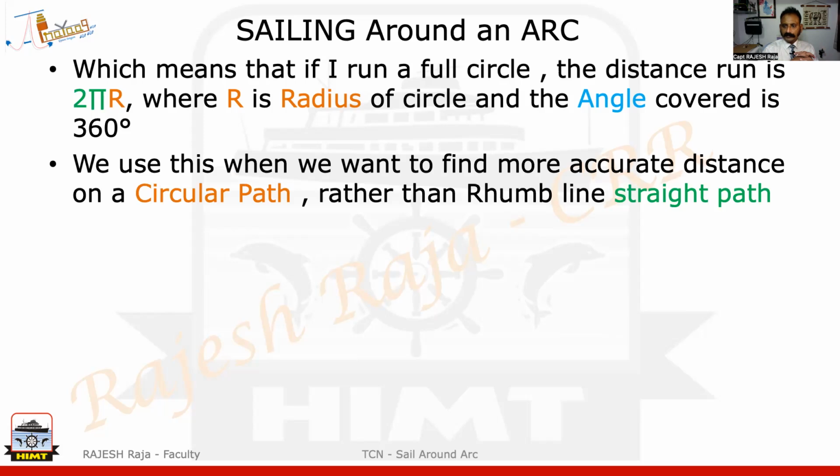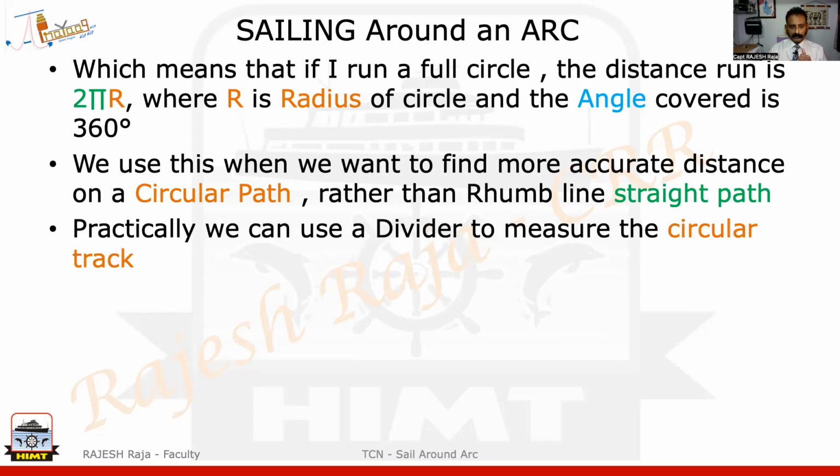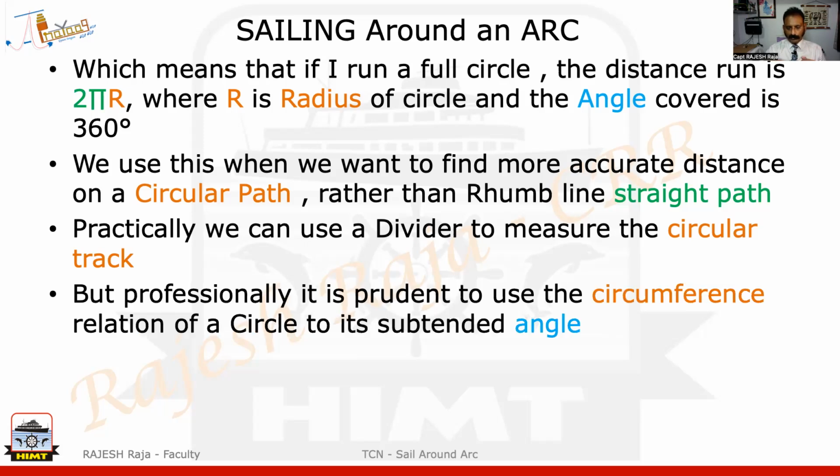So I'm going to use this. When do I use it in chart work? Particularly, let us say my vessel is going to take a circular path, and I want to measure the distance exactly. Why? Because now it is not a straight line, it is circular. So how do I measure distance accurately? In real life, I can use a divider and start measuring along a circular path, but that is not a very professional way, and you could have slight errors also. If you want to be professional, it is prudent to use the circumference relation with the angle subtended. You will get a more accurate answer. That is more professional.